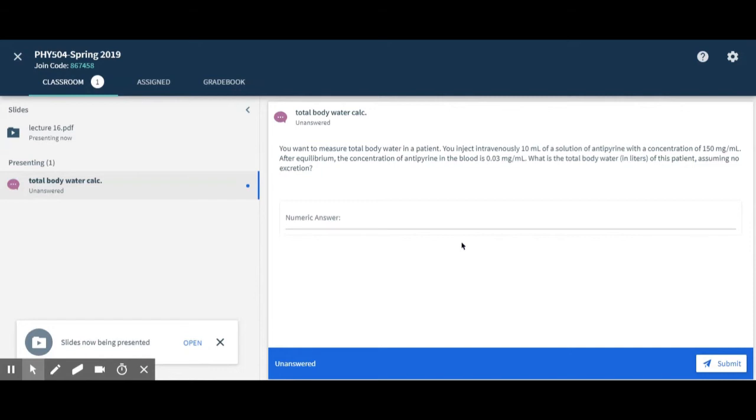Remember, we're talking conservation of mass here, and you can talk to each other if you're stuck.